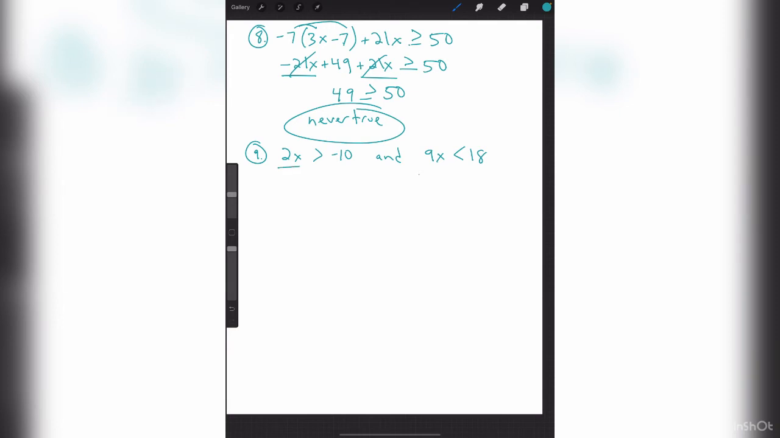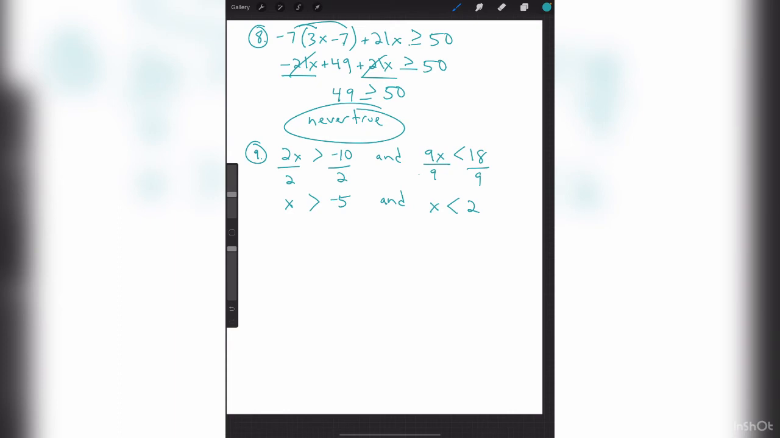And if you go through and solve the first one, you would divide each side by 2, and you get x is greater than negative 5, and divide each side by 9, x is less than 2. Okay, so now you're not done yet because you haven't even finished the first step yet. So now we're looking at this and we're saying, all right, so this is an and. How can I combine these together? In an and, I want to combine them.